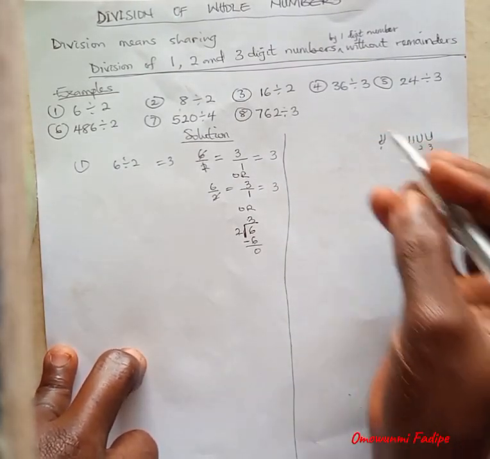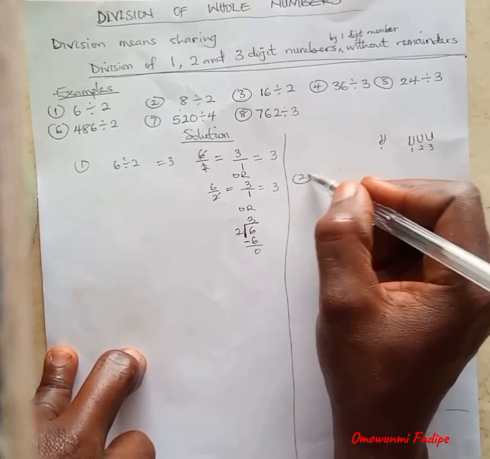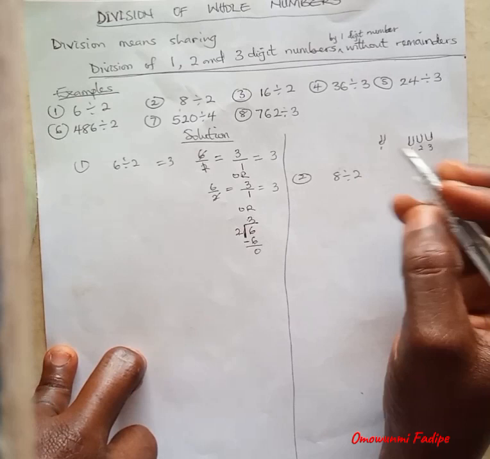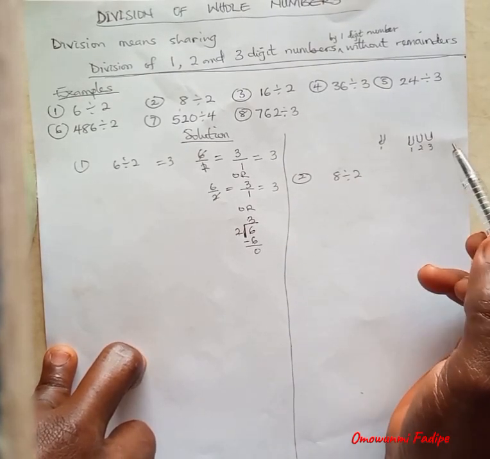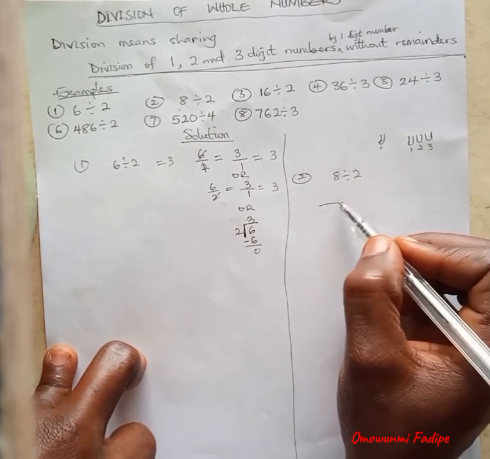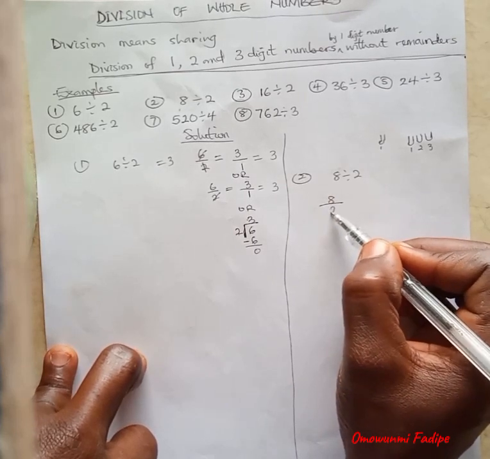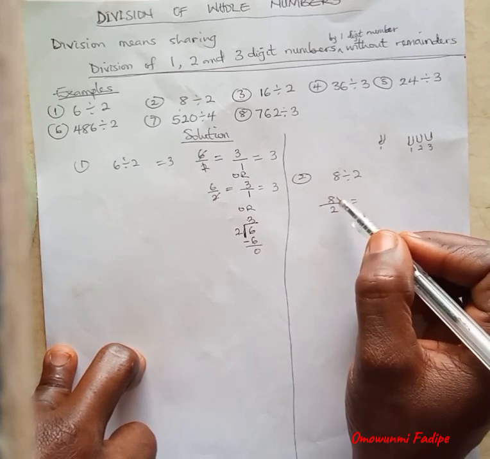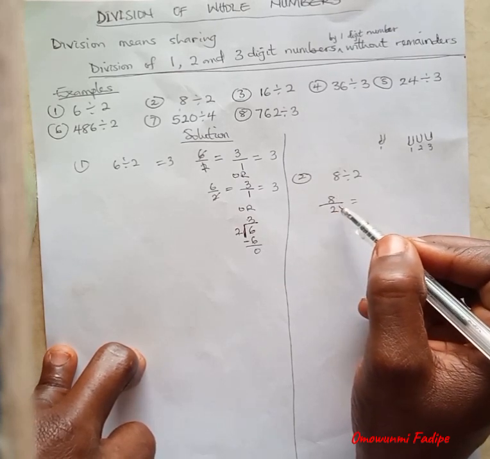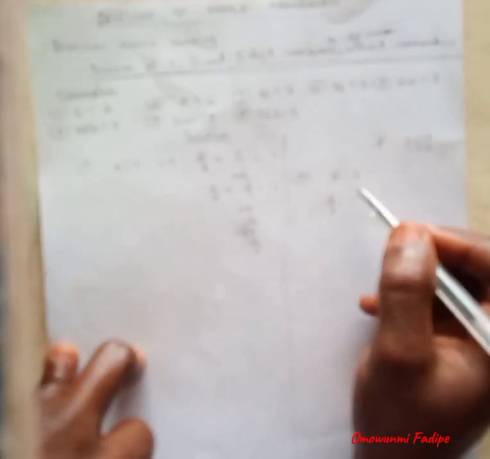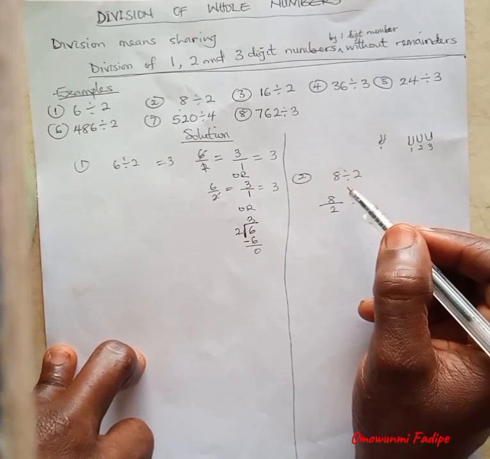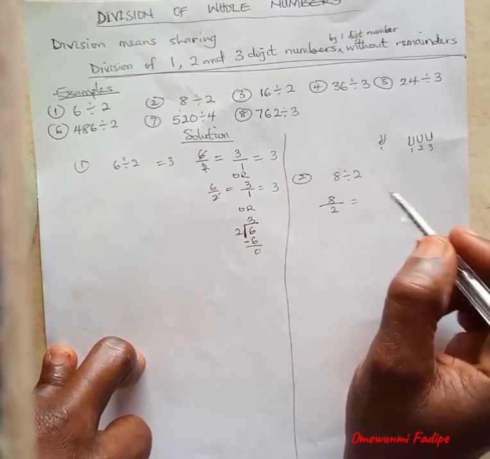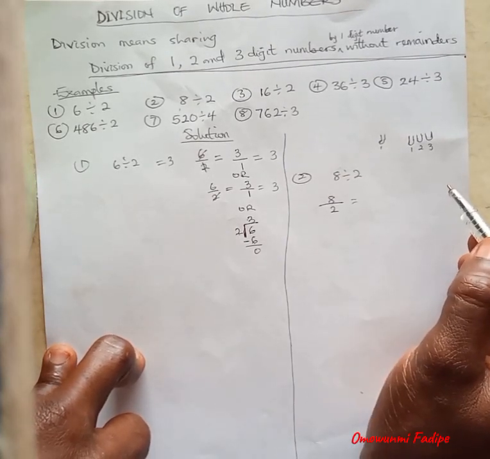Let's go to the second example, which is 8 divided by 2. There are different ways of doing it. So we write 8 divided by 2. Since it's 2 that we want to use, we recite our multiplication table the way we did. 2 times what number will give me 8? Recite your multiplication table. When you get to the answer that gives you 8, that is your answer.